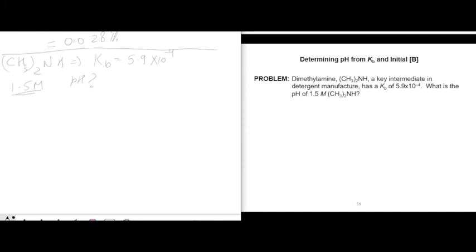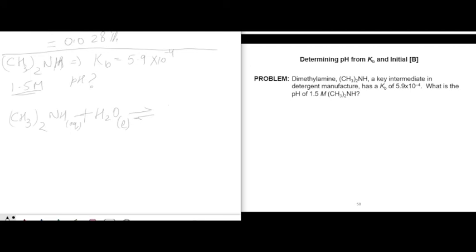So whenever you see a question like this, the first thing you should do is recognize that this is a base. So we'll first write out the equation for the base. Essentially, how will this base react with water? Okay, so let's try and write that equation. So this is (CH3)2NH aqueous. Since we're talking about a solution in water, it's going to react with water, which is liquid. And the question is telling us this is a base. What does a base do? A base accepts a proton. So in this case, water is going to donate a proton, and dimethylamine is going to accept a proton.